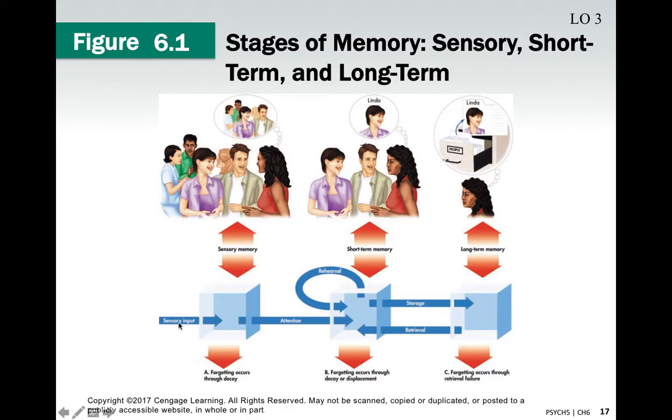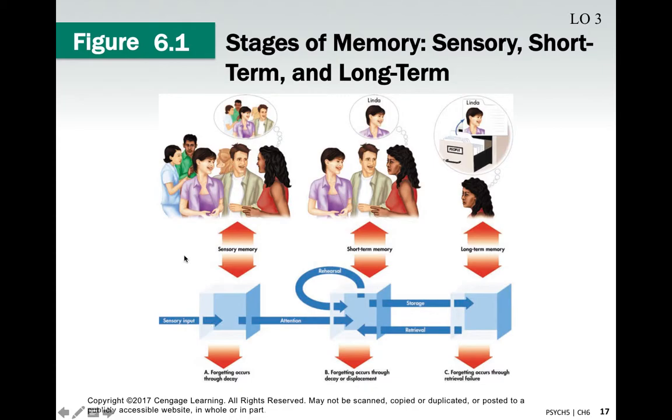And here it is. So we have sensory input from our environment. In this example, you have people that are talking. Maybe you're at a party and somebody tells you their name. You meet this person. Let's pretend, because the thought bubble is above her head, that these two are a couple right here, and they're talking to this lady who is Linda.